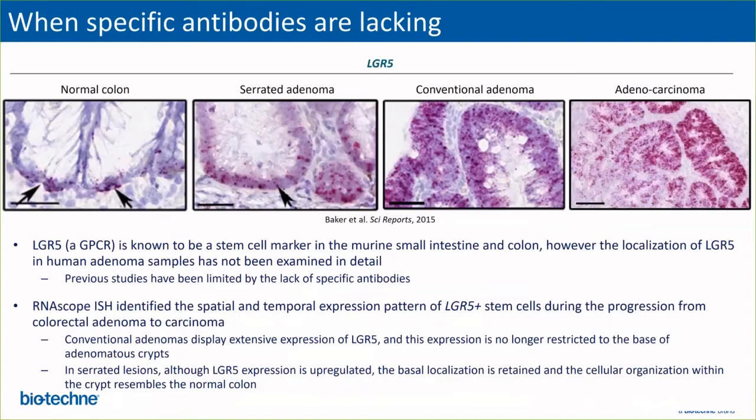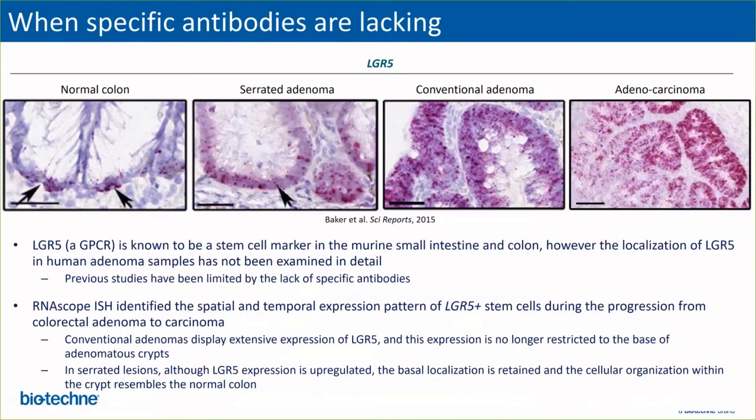For many targets, reliable antibodies for IHC detection are not available. An example of this is LGR5, which is an intestinal stem cell marker. In this study, authors used RNAscope to detect LGR5 in human colorectal cancer samples.